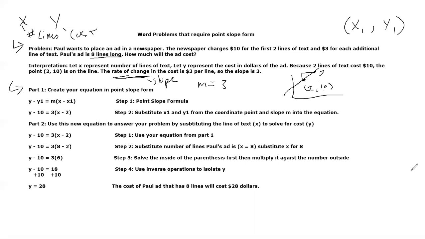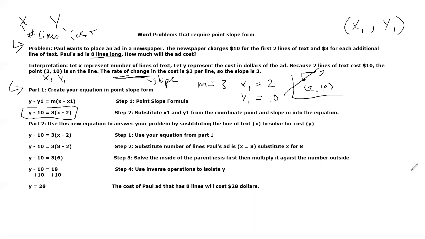And as far as what x1 and y1 are, remember, these are indicative of your coordinate point, your point of reference, where you're starting. Their base of where they're starting is essentially (2, 10). That's the coordinate point they give us. This is x1 and this is y1. Now that we have all of our information, we're going to plug it in. We substitute x1 and y1 from the coordinate point and the slope into the equation. Cool, we did that. We have our equation. We're done, right? Because that's what we did in the last slide.